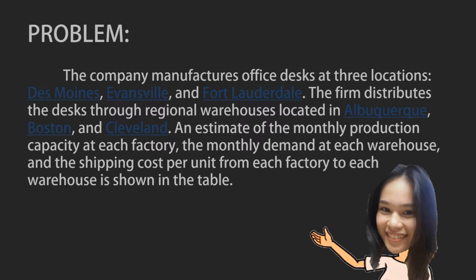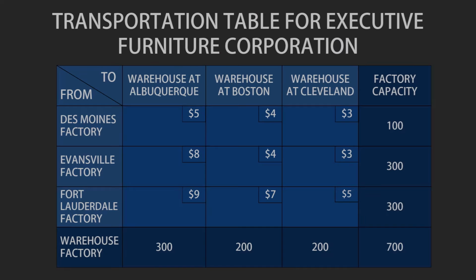The company manufactures office desks at 3 locations: Des Moines, Evansville, and Fort Lauderdale. The firm distributes the desks through regional warehouses located in Albuquerque, Boston, and Cleveland. An estimate of the monthly production capacity at each factory, the monthly demand at each warehouse, and the shipping cost per unit from each factory to each warehouse is shown in the table.